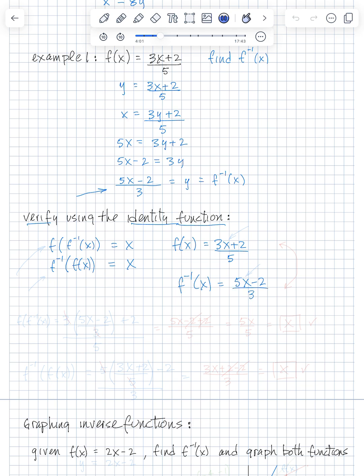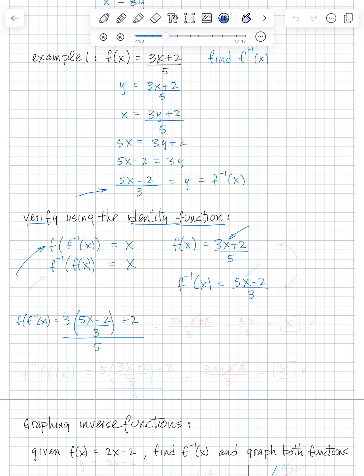Okay, so let's first do f of f inverse and see what we get. So we take f inverse, which is 5x minus 2 over 3, and we're going to substitute that for the x in f of x. And so the x is multiplied by 3, so we have to multiply this by 3, and then plus 2, and then divide the whole thing by 5. And so this is f of f inverse of x.